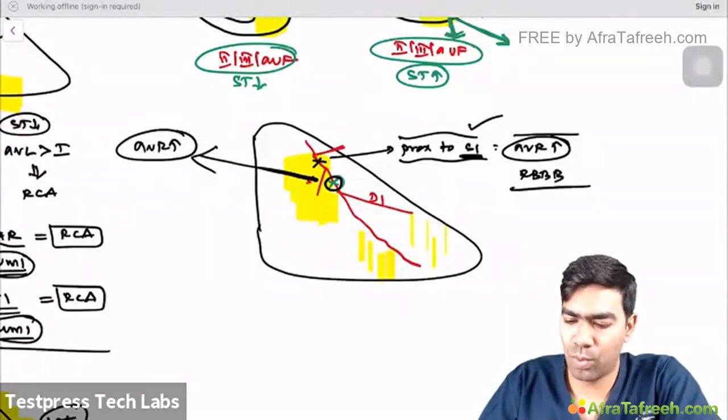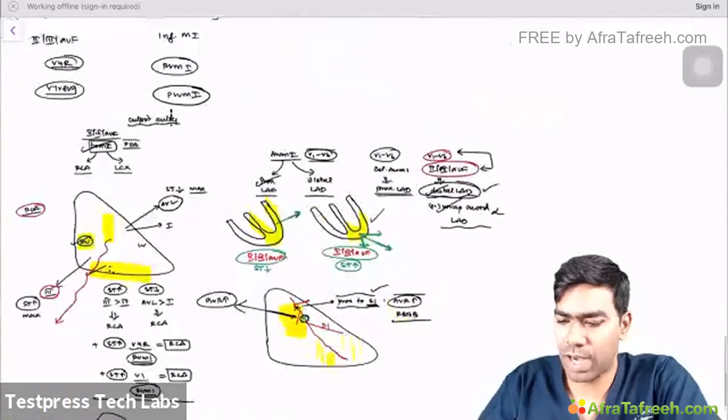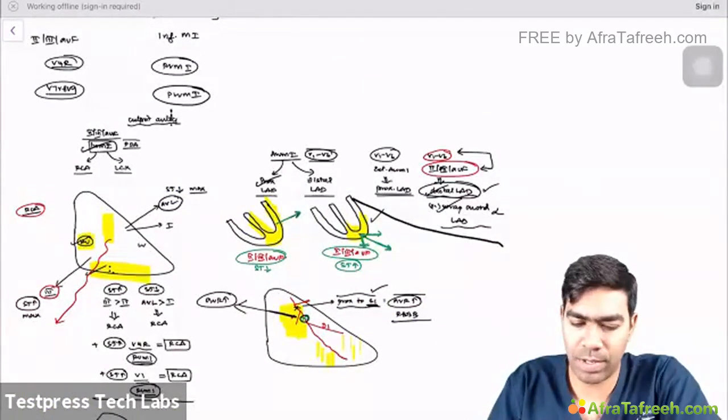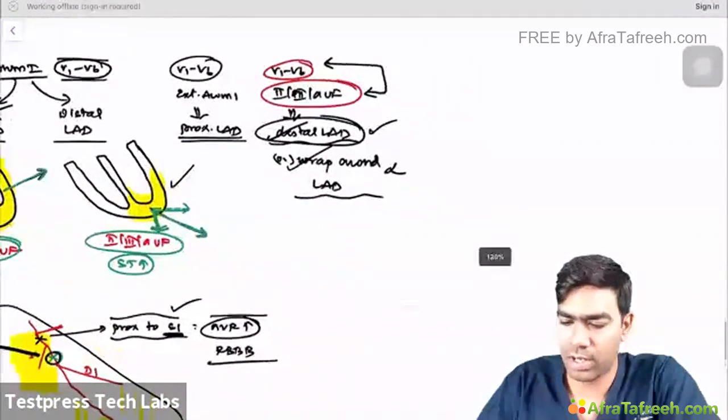And now let us discuss lateral wall infarctions. So what is the culprit artery if you are encountering a lateral wall infarct?